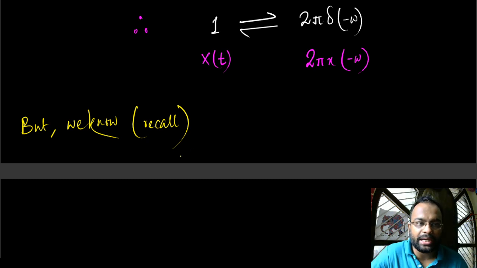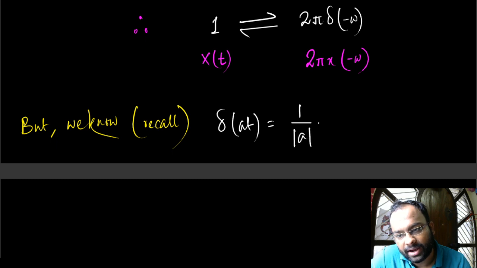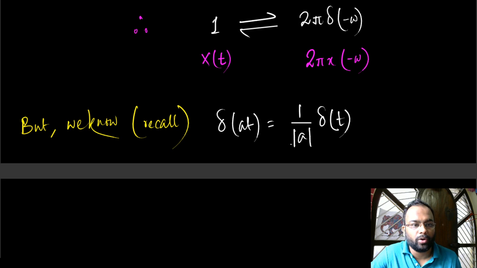Right. With that said, let's recall one of the properties of delta t. One of the properties of delta t was that delta at was 1 by, again we proved this in an earlier class. Please let me know.